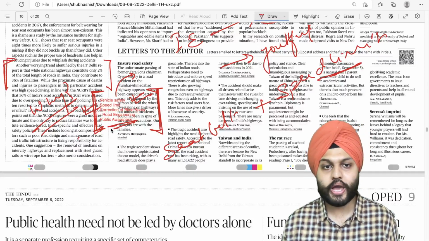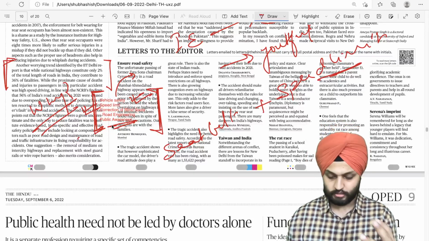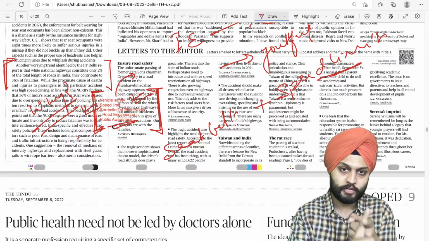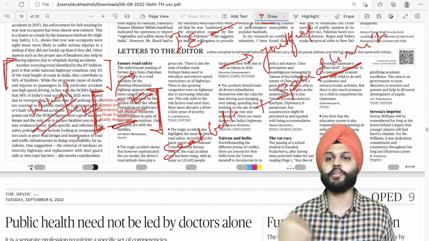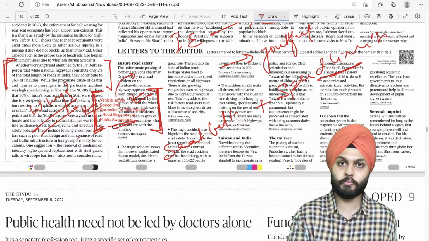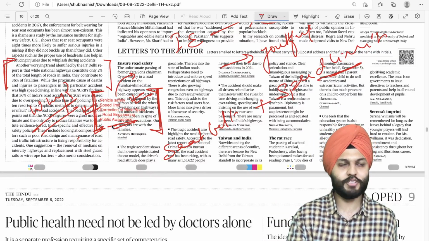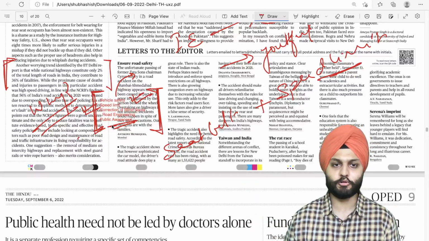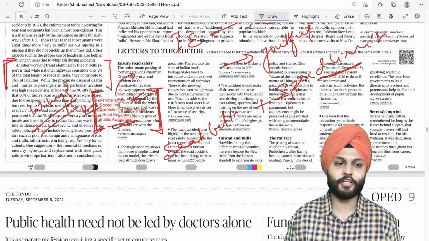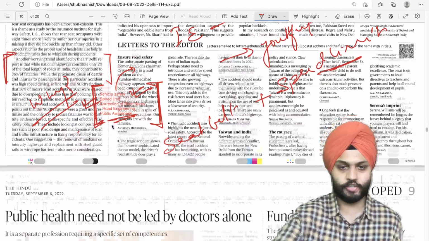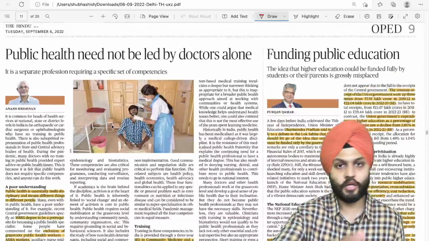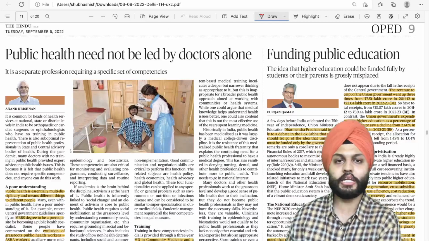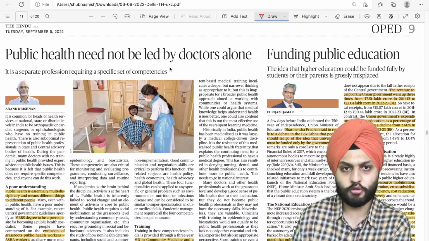Then public awareness. People have to focus on vehicle safety. We need public awareness: people have to wear the seat belt and follow the speed limit, right? That's for the people to do as well. So public awareness should be encouraged in that regard. Okay, public health need not be led by doctors alone. Fine.